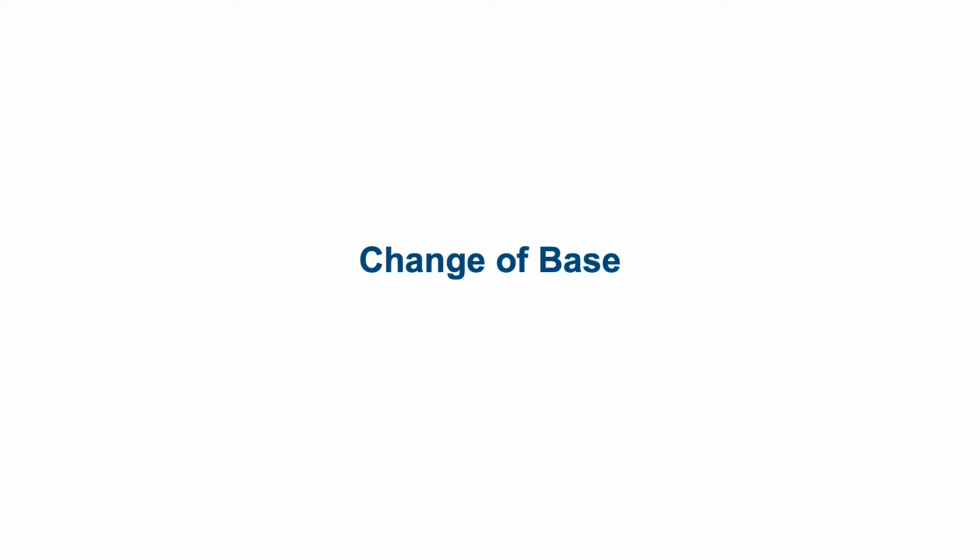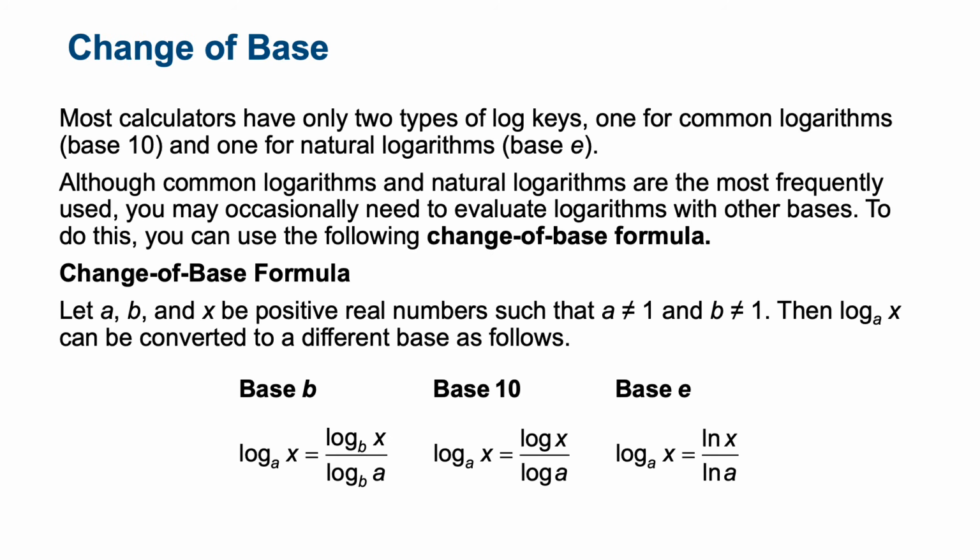So let's first get into the change of base rule. I actually used this rule in the last video to graph a function that had base 2. I don't know if you remember that. So let me first explain what it is. A lot of calculators only have two types of keys, one for the common log, which is base 10, and the other for the natural log, which is base e. So they have either ln or log. Those are the most commonly used logarithms, but sometimes we need to evaluate logarithms with other bases. So how do we do this?